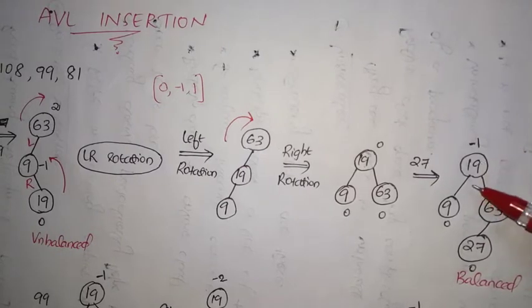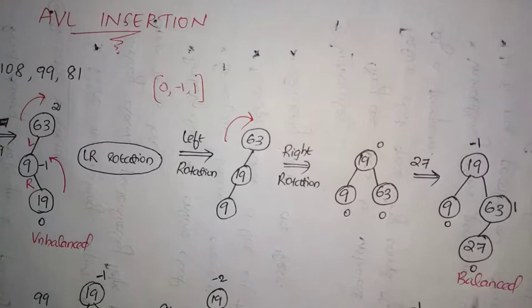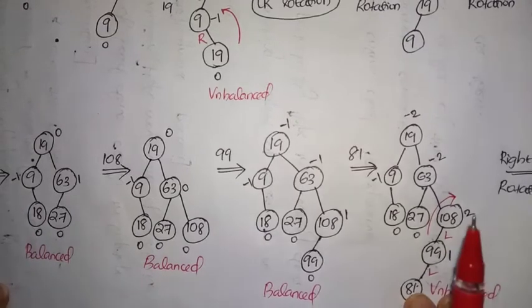In case of this node, height of left subtree 1 minus right subtree 2. So 1 minus 2 is minus 1. Since the balancing factor of every node is either 0, minus 1 or 1, we can say that this tree is balanced and we can proceed with the next element.